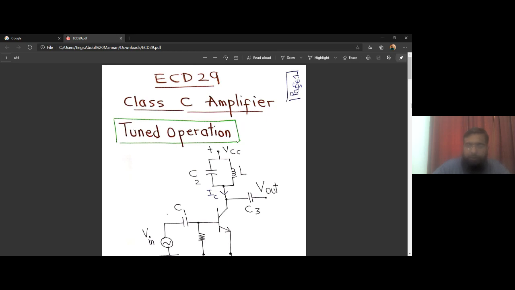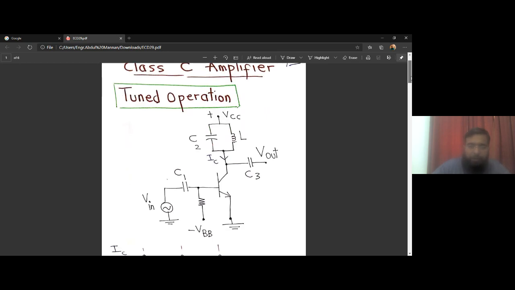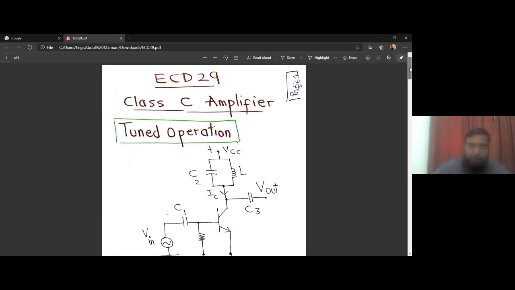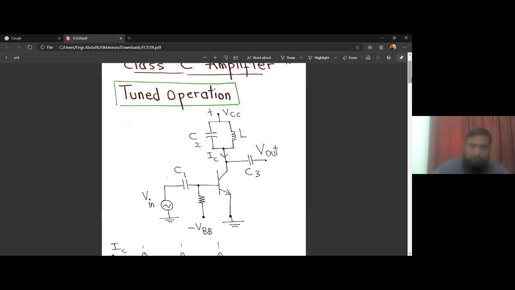This circuit is a bit different from the circuit that we studied in our last lecture, ECD28. What's the difference? Instead of having RC, now we have a tuned tank, a tank circuit, a parallel LC circuit. So why is this circuit there, and what is the advantage of having this LC circuit instead of a single RC? The remaining circuit, of course, is the same.